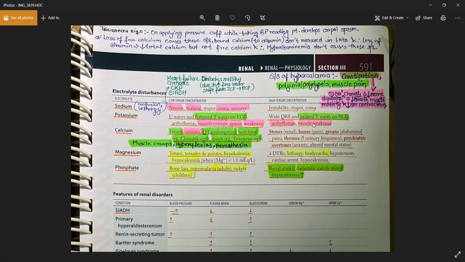You will get recurrent stones, okay? Bone pain you will see. Psychiatric symptoms can also occur. Constipation is very important, because whenever you have a hypercalcemia, it will inhibit the sodium channels in the neurons or in the smooth muscles, right? So the contraction of the smooth muscles never happens in your GIT, and as a result you will get constipation because of a decrease in the smooth muscle contraction. So constipation, muscle pain, polyuria, polydipsia, multiple recurrent stones, bone pain, these are the majority symptoms of hypercalcemia.